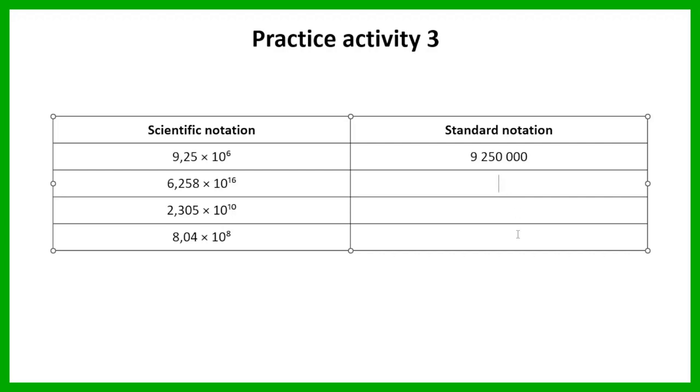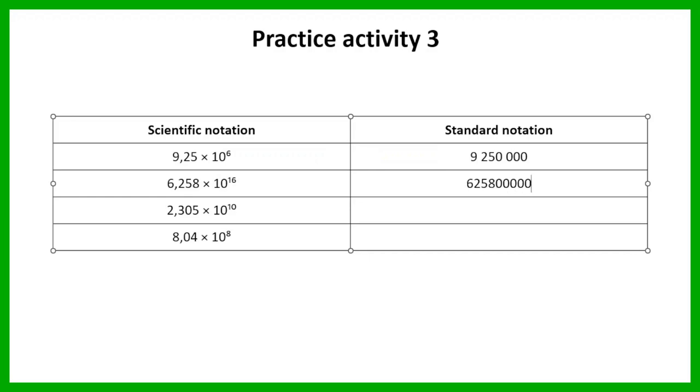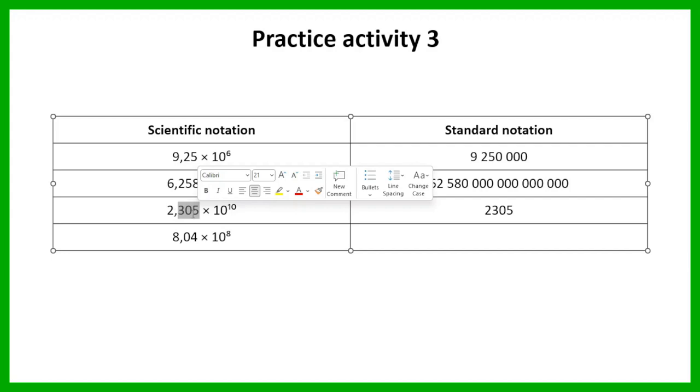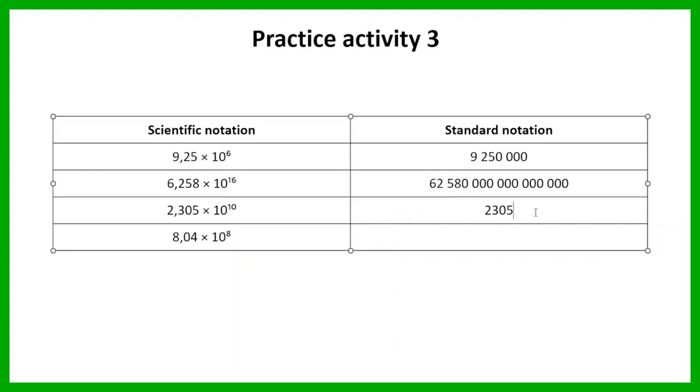Okay, then the next one, I've got 6.258. So 6258. Now this already had 3 decimal places. I need 16 places altogether after the 6, so I'm going to have 13 extra zeros that I'm going to add in. So that's 1, 2, 3, 4, 5, 6, 7, 8, 9, 10, 11, 12, 13. And then splitting up into groups of 3 gives me this. So you should have had 6258 followed by 13 zeros, and we put in our spaces over here to make it easier to read, like that.